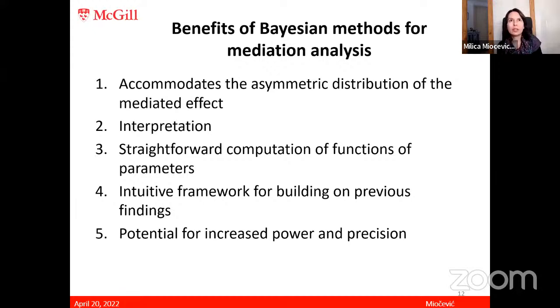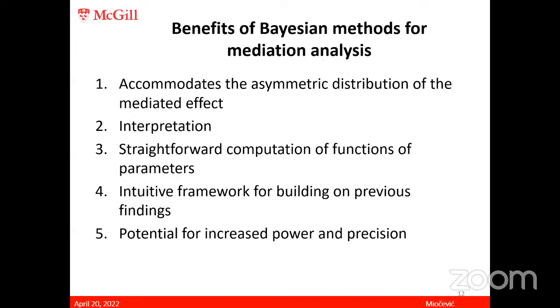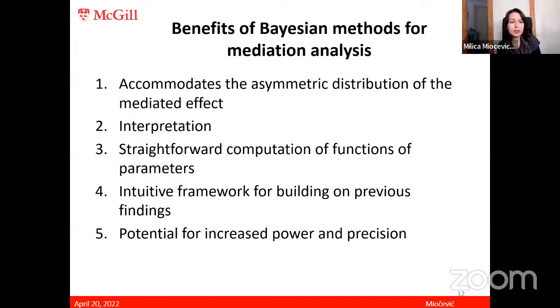there are several features in the Bayesian framework that are advantageous relative to the frequentist framework. Just like some of the best frequentist methods, Bayesian methods easily accommodate the asymmetric distribution of the mediated effect. Similar to the bootstrap, here we have an empirical distribution of the indirect effect that we can approximate and then get the percentiles or the highest posterior density, and that's our interval for the indirect effect. One advantage of Bayesian methods relative to frequentist is the interpretation. Here we can conclude that there's 95% probability that the indirect effect lies between the 2 limits.